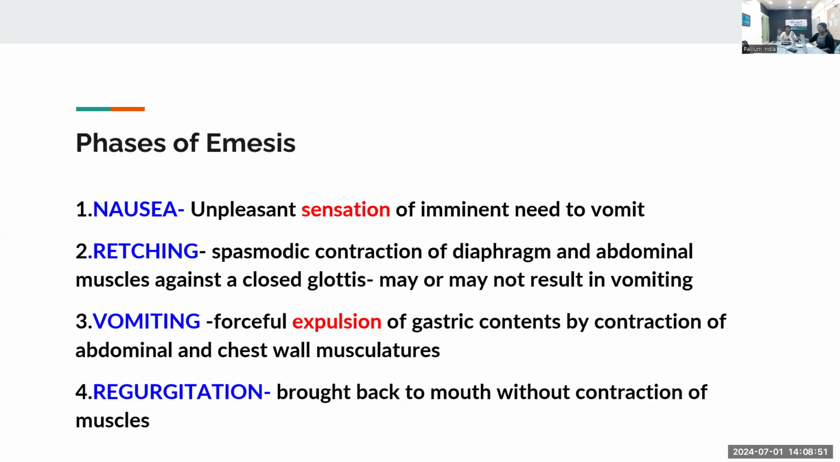I know everyone in this group must have experienced vomiting at least once in their lifetime. So remember, when you vomit, you will reach a situation where nothing will come out. There will just be contraction. So that is retching. Now the third one is the forceful expulsion. There the gastric contents will come out by the contraction of abdominal and chest wall musculature.